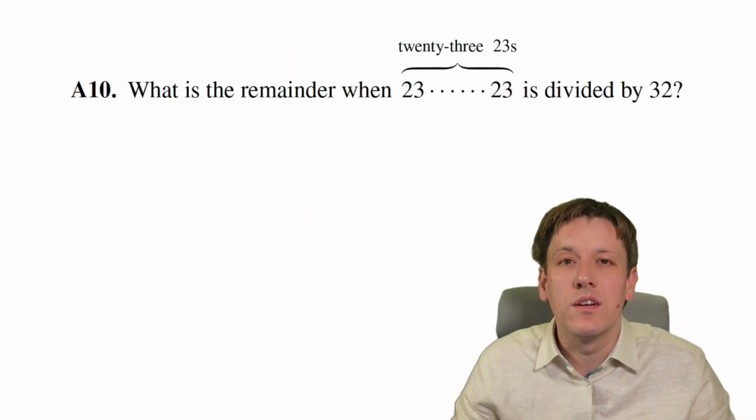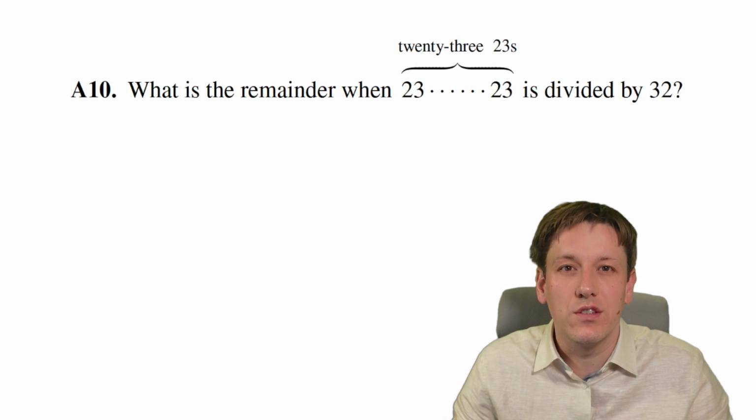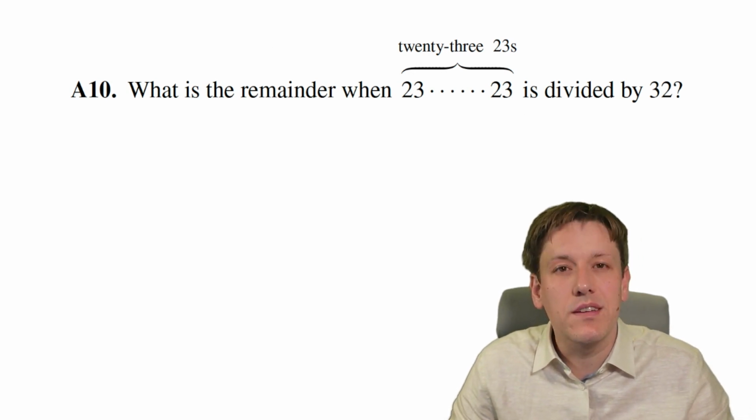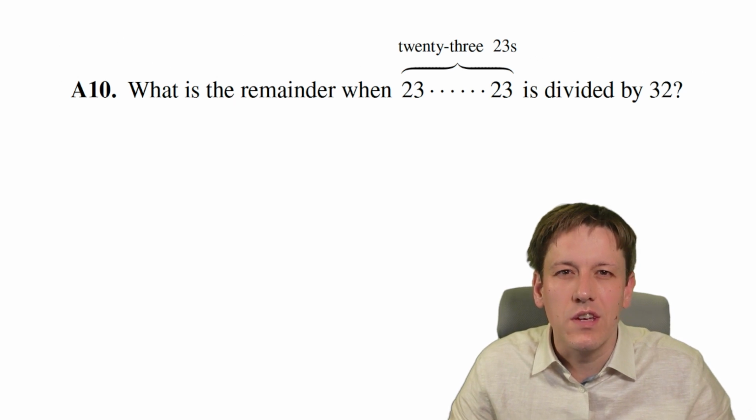What is the remainder when 2, 3, 2, 3, 2, 3, etc. repeated 23 times is divided by 32? Very tough question. And I would say strategically, it doesn't make sense to spend too much time on these last questions in the first section.